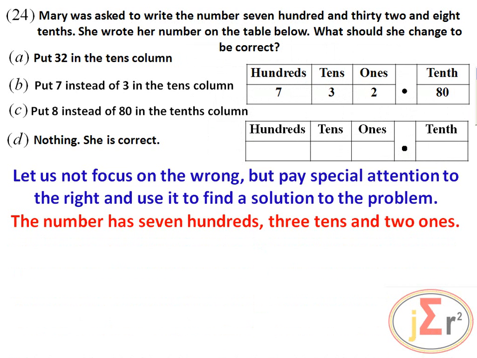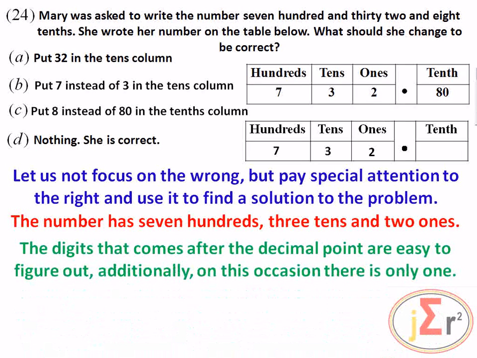The number has 7 hundreds, 3 tens, and 2 ones. 700, 3 tens, and 2 ones. 30 means 3 tens. So we put those in. The digits that come after the decimal point are easy to figure out. Additionally, on this occasion, there is only one of them, so just one single digit should go there. And that is the 8. 8 tenths.